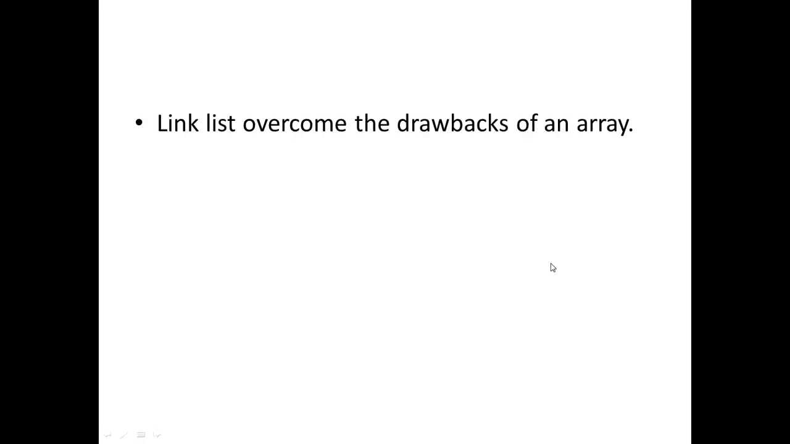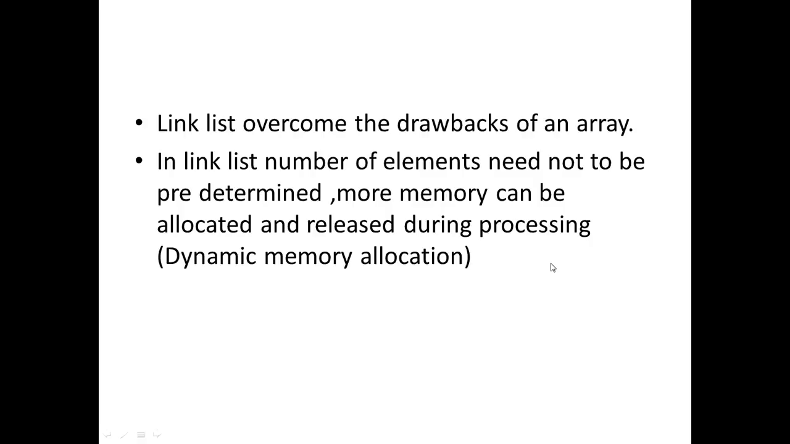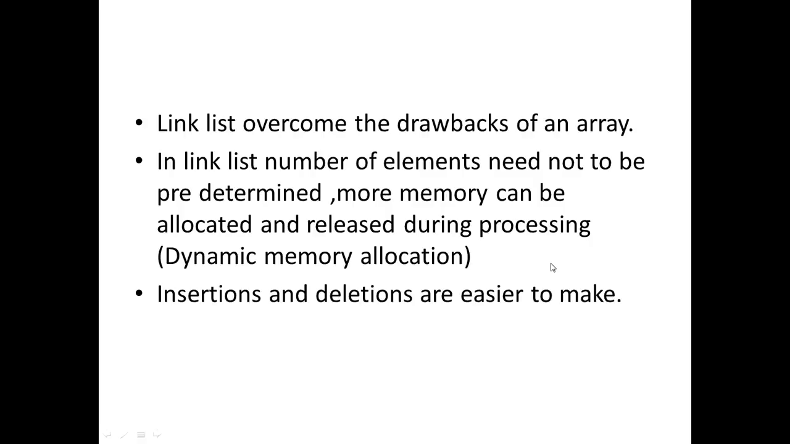Apart from that, there are 2 more drawbacks of an array: insertion in the array is difficult, and also deletion of an element from an array is difficult. So a linked list overcomes these drawbacks of an array. In a linked list, the number of elements need not be predetermined. More memory can be allocated and released during processing. This process is called dynamic memory allocation. Insertion and deletion are easier to make, as we have already discussed.